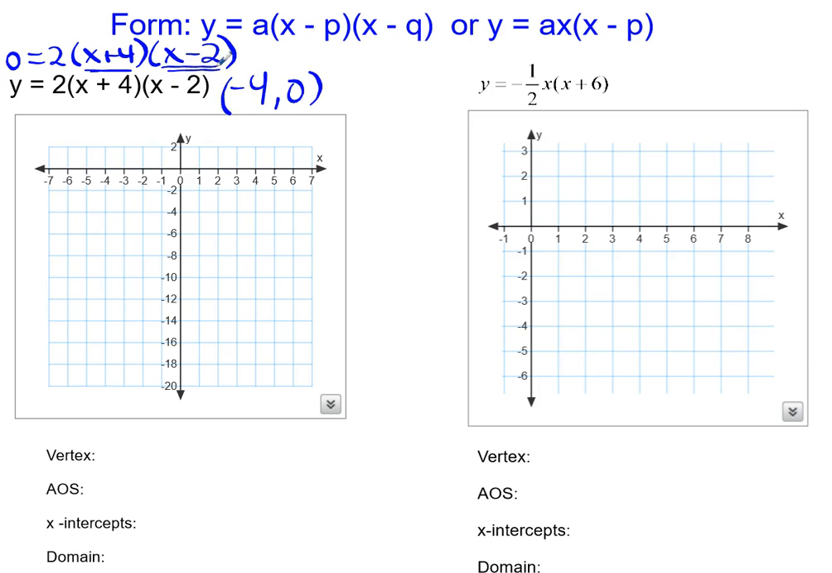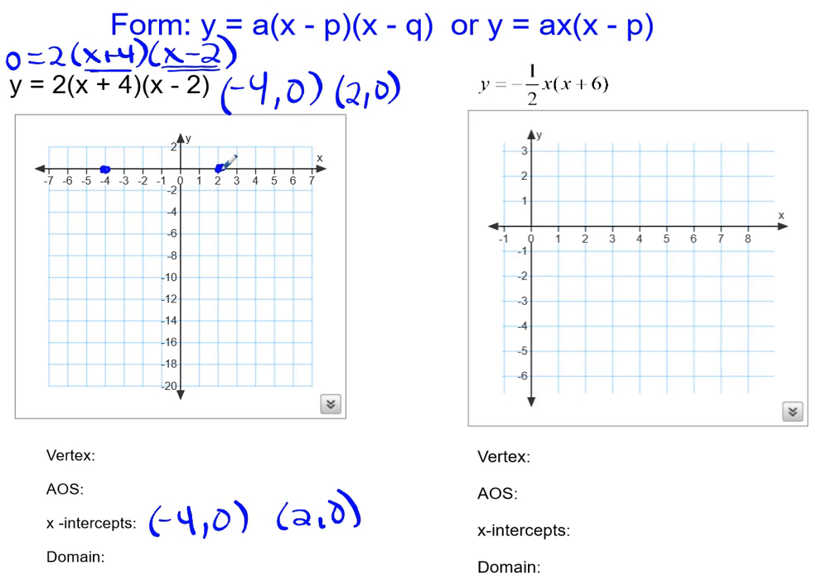What value for x in the second one makes it equal 0? Well, that one's positive 2. So our other x-intercept is (2, 0). So we're going to fill that in down here, (negative 4, 0) and (2, 0). And we'll plot them on our graph here and here.